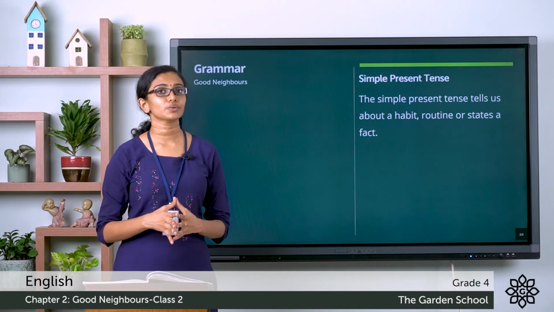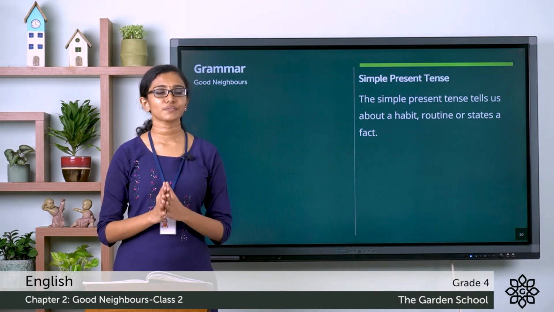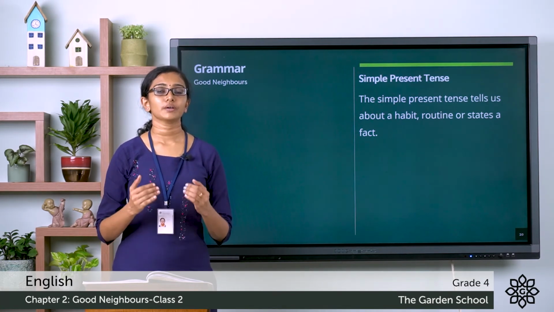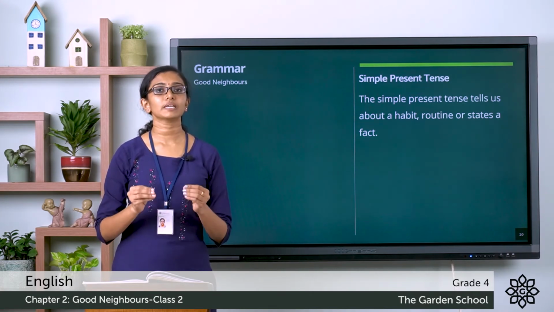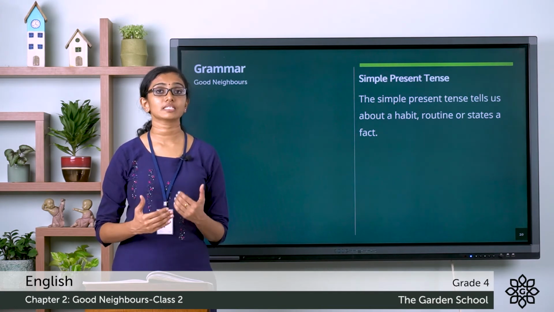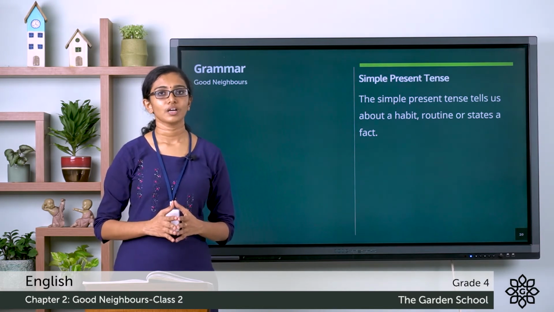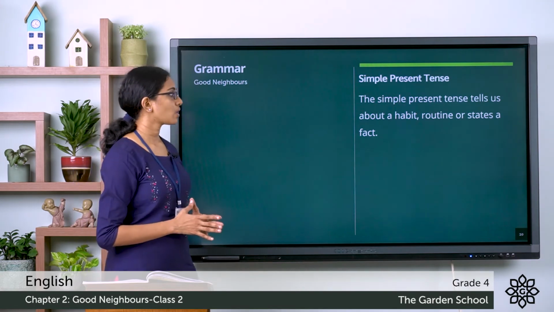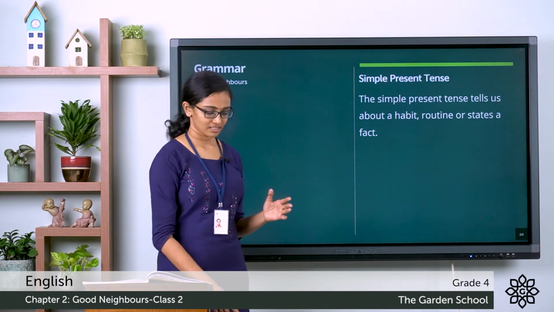So today we are going to discuss the simple present tense. As the name indicates, it is the form of the verb that tells us that something is happening right now, at this very moment, something that is happening simply in the present. It is also used to describe something that is a routine or a habit or a fact. So simple present tense tells us about a habit, a routine, or it states a fact. Let's see some example sentences.